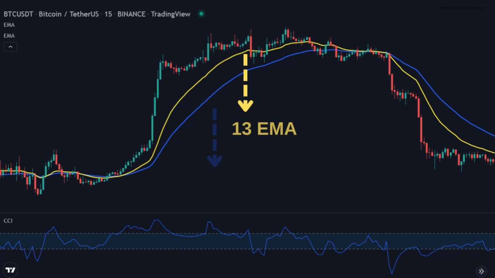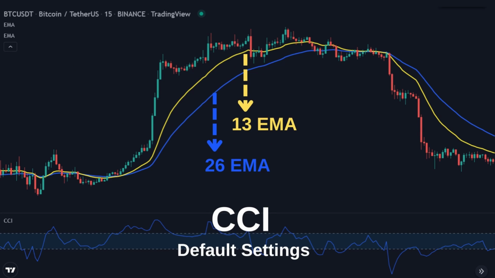This strategy will use a total of 3 technical indicators. For your information, all of the indicators used in this video are available for free on TradingView. The first indicator is the yellow line, which is the Exponential Moving Average or EMA with the length of 13. The second indicator is the blue line, which is EMA with the length of 26. And the third indicator is Commodity Channel Index with default settings.